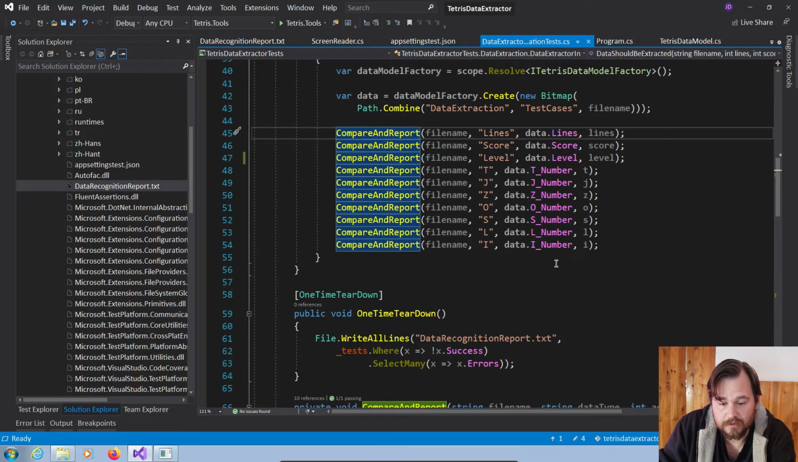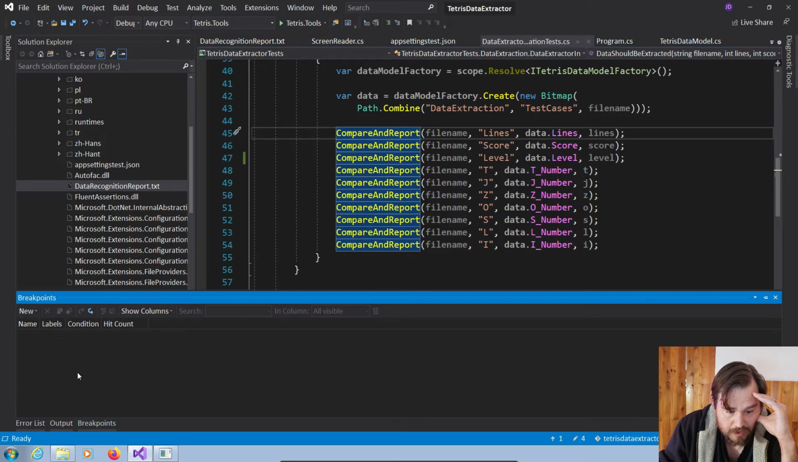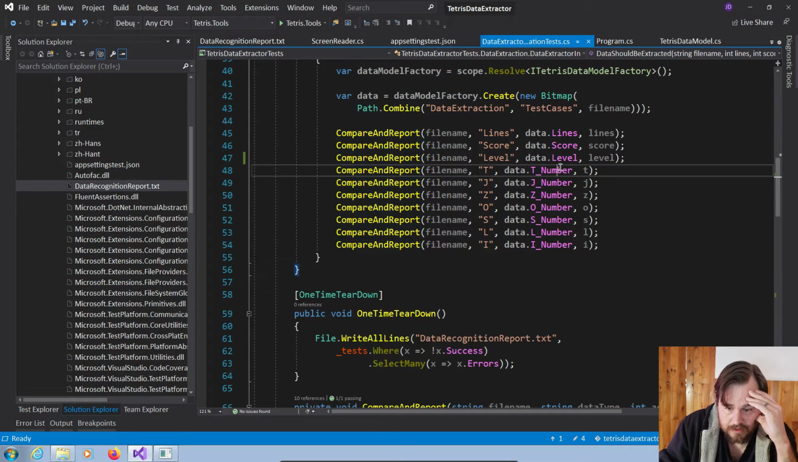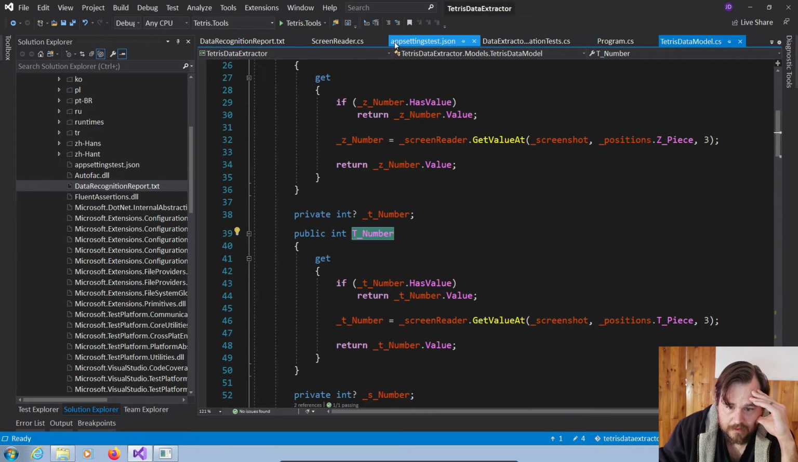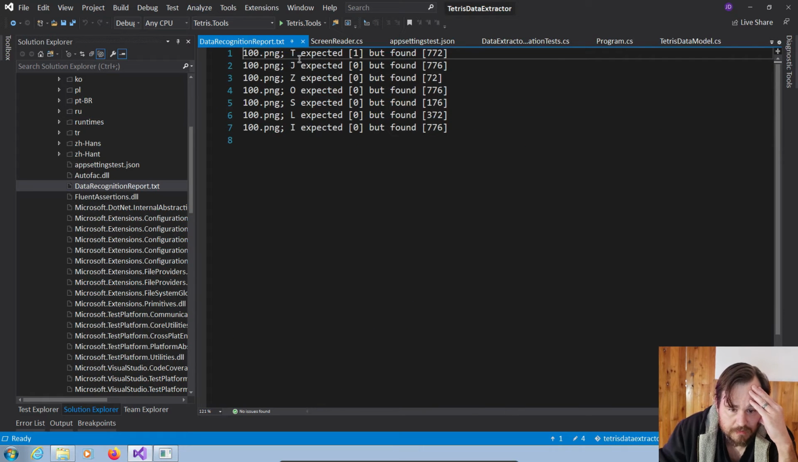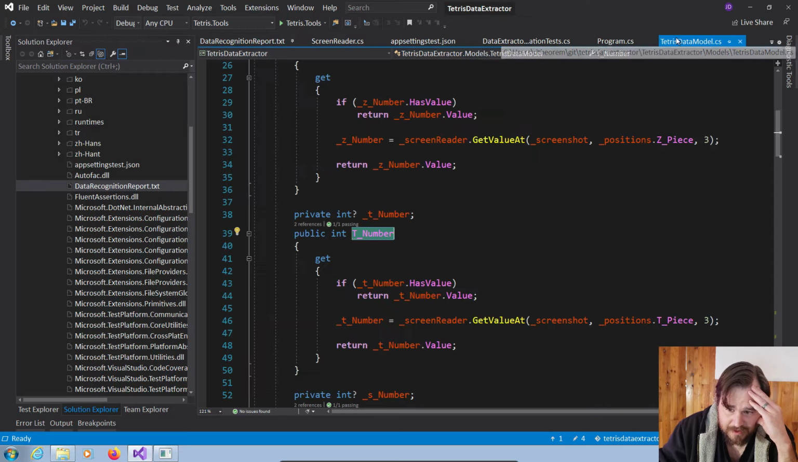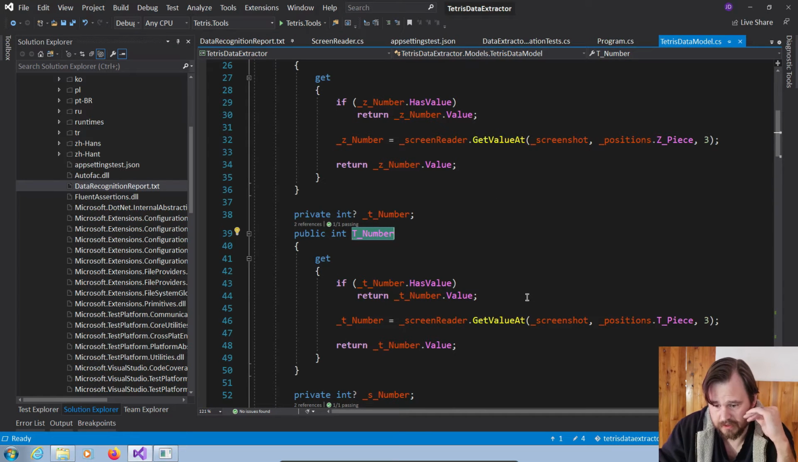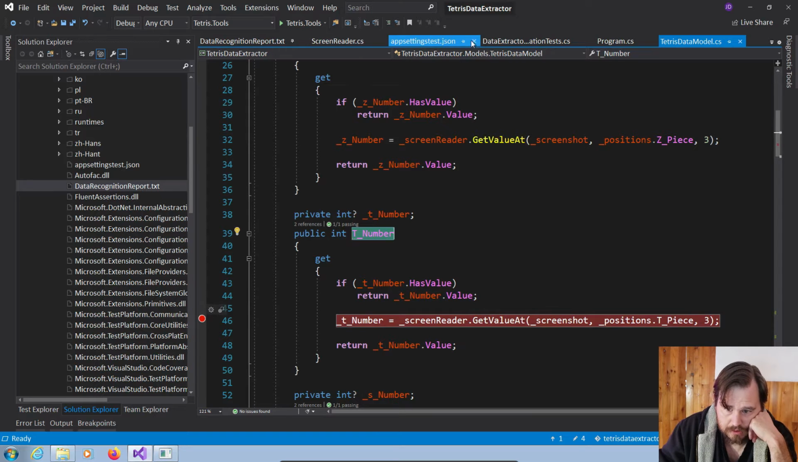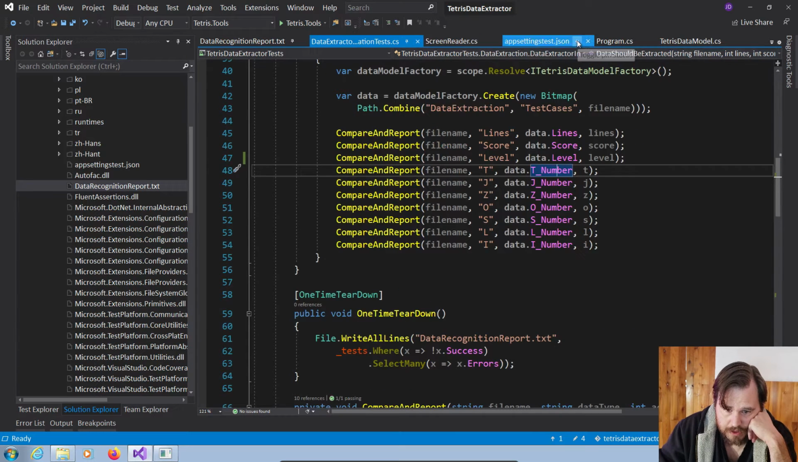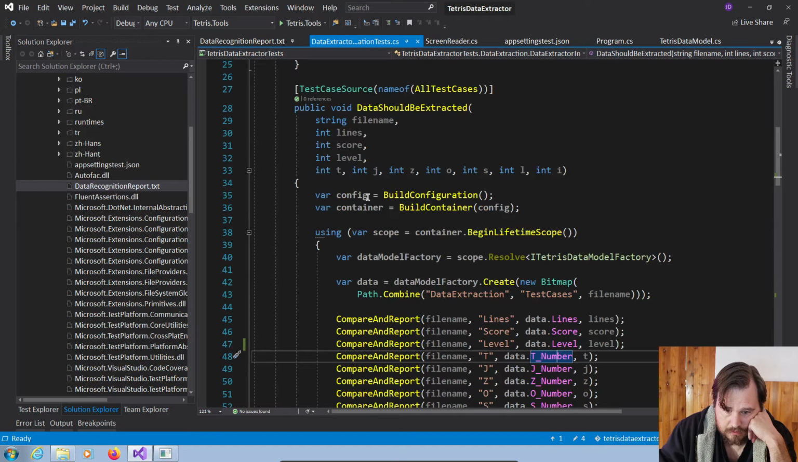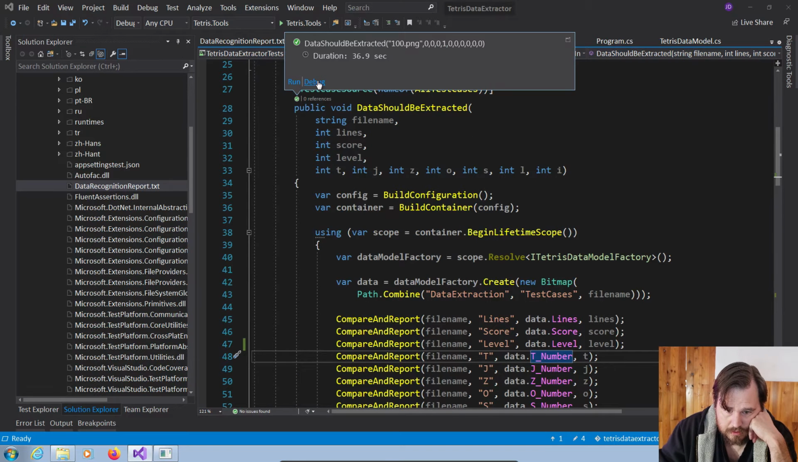Okay, so let's figure out all the red stuff. So make sure I don't have any breakpoints. Let's look at the T number. Now the T number is being, I'm going to pin this. The T number is being found to be 772, which is ridiculous. So let's put a breakpoint here. This I want to pin as well. Okay, here we go. Debug.